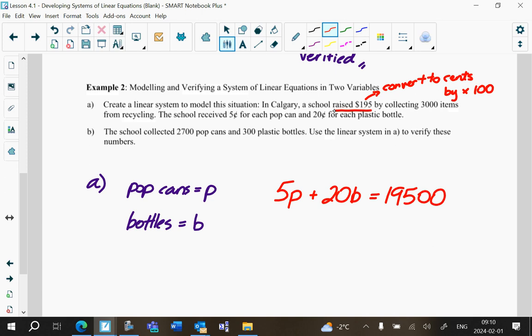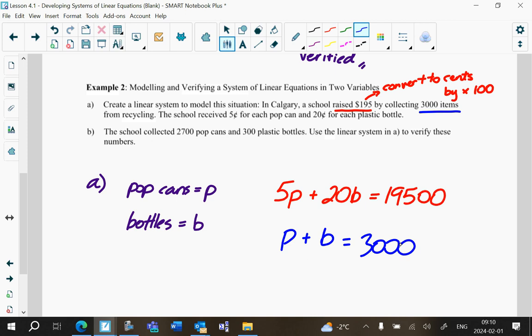which means hopefully you're thinking, this must have to do something with the second. There's 3,000 items. How could you convert that to an equation? Don't overthink. It's actually pretty easy. But I didn't use X and Y. 3 plus B is equal to 3,000. Good. So there's your two equations.